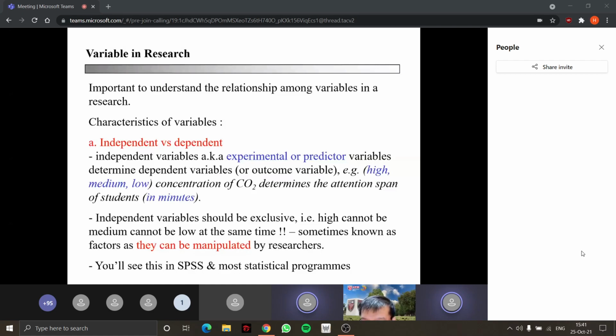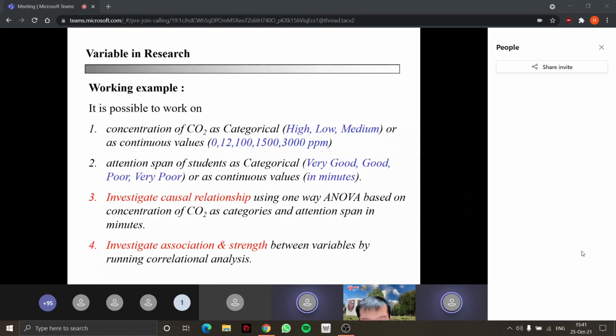Concentration of CO2 as high, low, medium, or maybe as a continuous value, depending on how you define them. You want to see whether high concentration or low concentration affects the attention span. You can do that. And then how do you measure attention span? You can just go for arbitrary or qualitative measurements: very good, good, poor, very poor. Or if you have, let's say, an eye monitoring mechanism, or maybe even EEG and so on and so forth, you can actually measure in continuous values, for example, minutes.